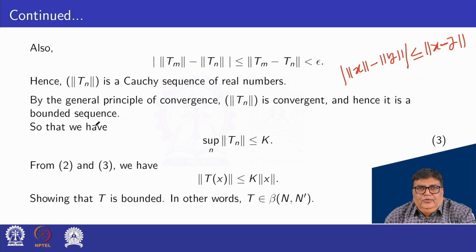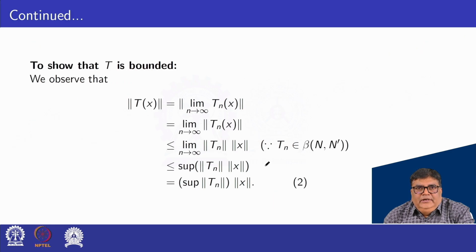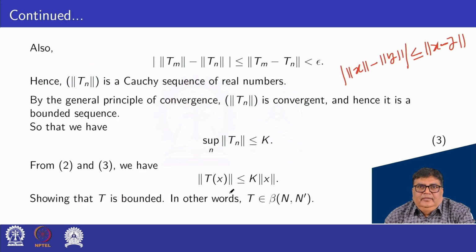So that we have supremum ‖Tn‖ ≤ k. So from 2 and 3, equation 2 can be written as ‖Tx‖ ≤ k‖x‖. That is this one. This shows that T is bounded. So here T is linear and bounded. Then we can say that T is an element of B(N, N').